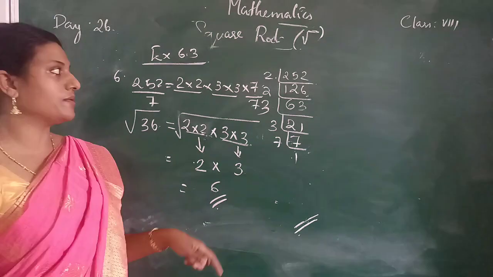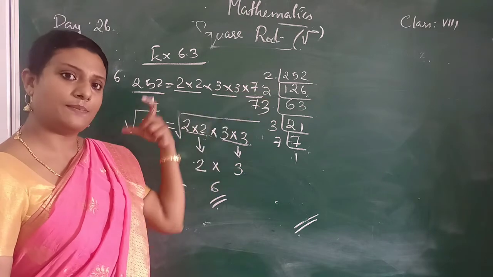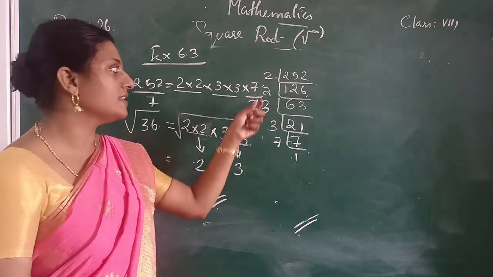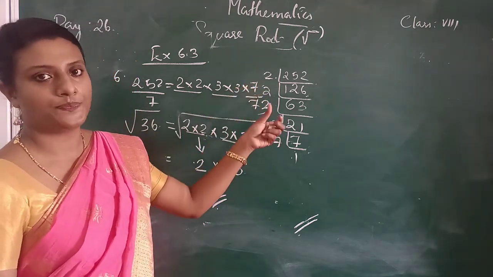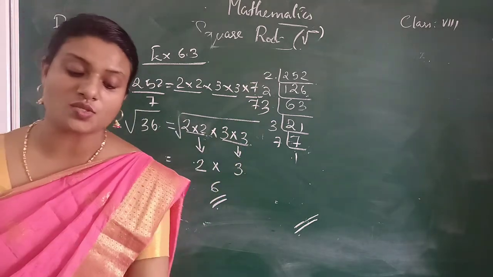Understood? When the question says divided, you have to divide the unpaired number. If multiplied, multiply the number which has no pair. Understood? So this is the prime factorization method for finding the square root of a number.